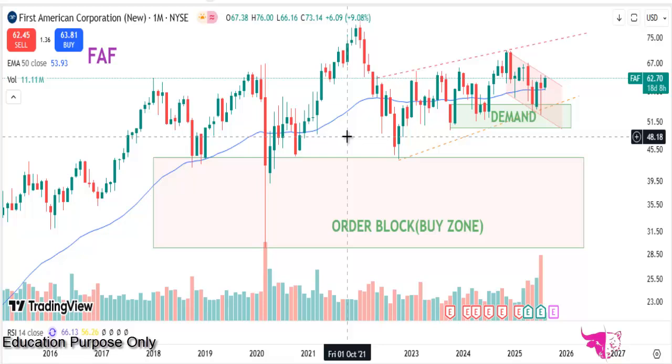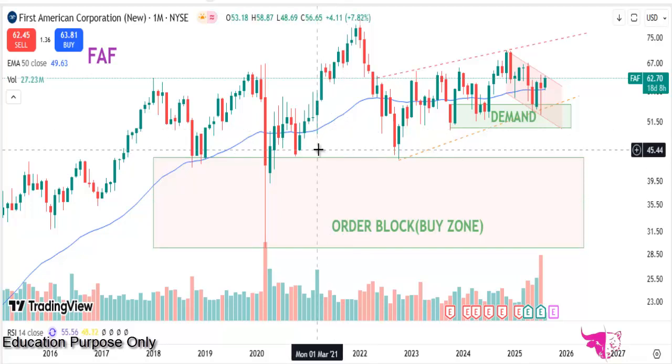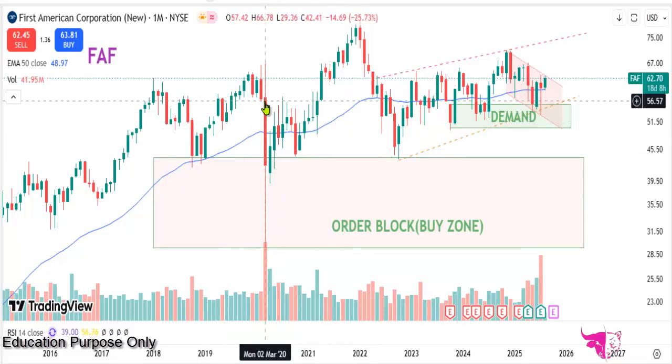Okay, right. So let's open up the case file for FAF. Looking at the big picture first, the monthly chart. What's the first thing that really jumps out? Maybe starting back around March 2020. Yeah, that March 2020 candle is absolutely key.